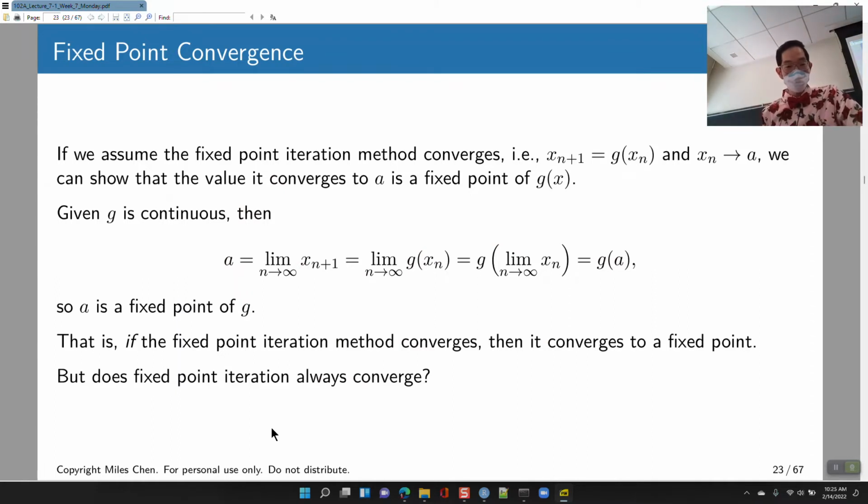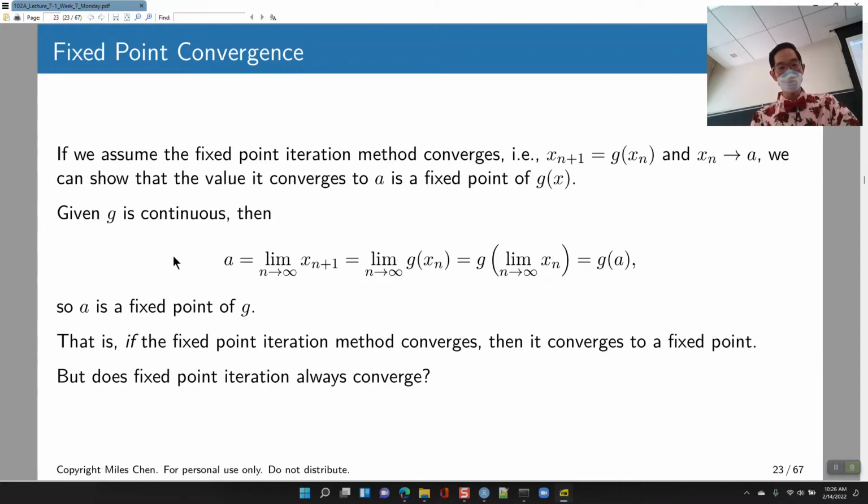How does this work? Okay, if we assume that the fixed point iteration method does converge, that is, if we set x at time n plus 1 equal to g applied to the current value x at time n, and we assume that xn eventually converges to a, then we can show that the value that it converges to is indeed a fixed point of g of x.